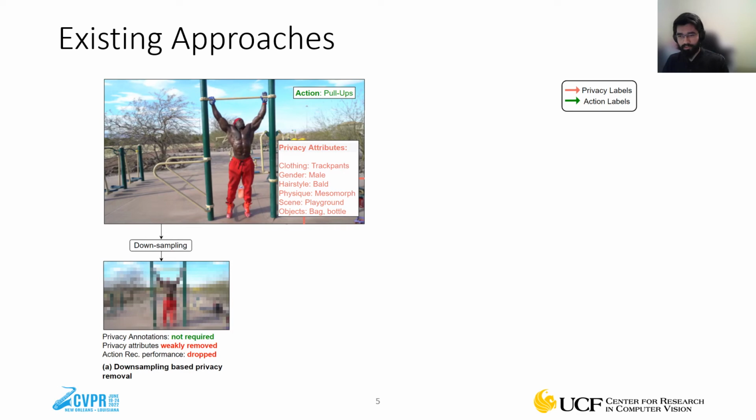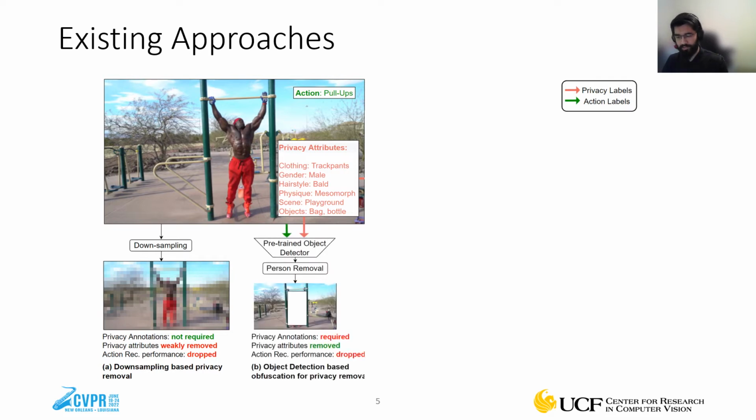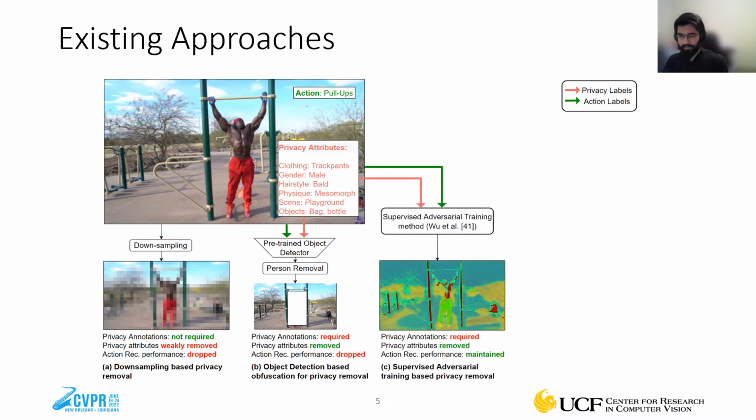So the first set of methods is downsampling based methods. We can still see a lot of private information uncovered here, so that's not desirable. The second set of methods are object detection based obfuscation methods. It reduces action performance, so that's also not desirable. There is a recent work from Wu et al. which works really well, but it requires private attribute annotations.